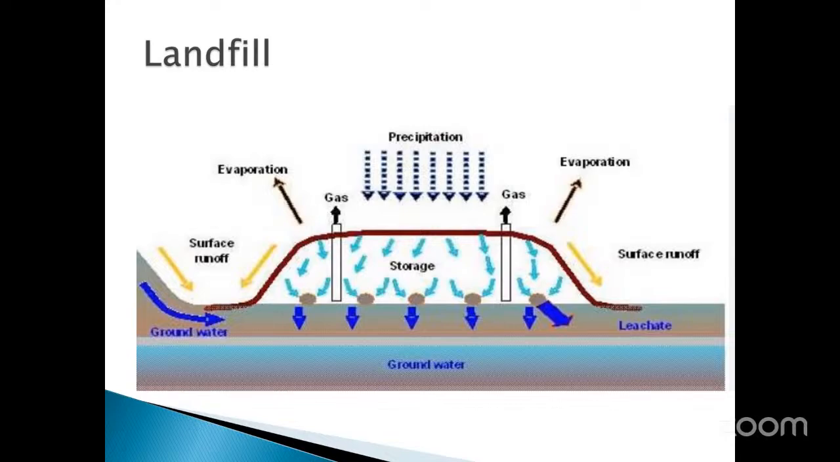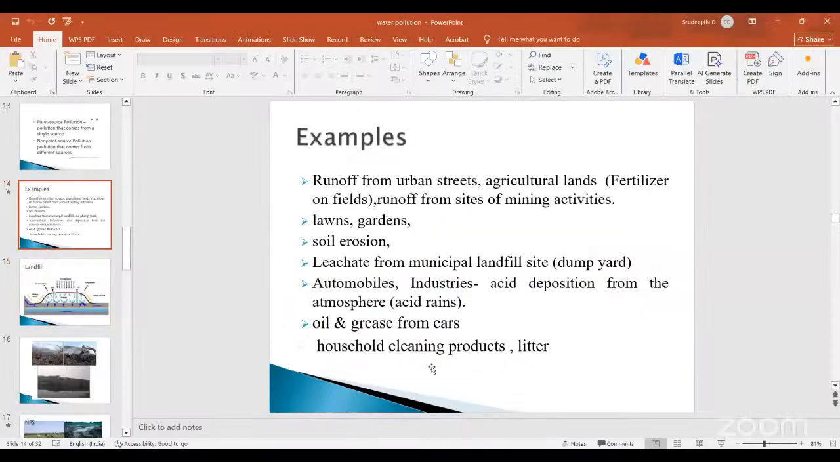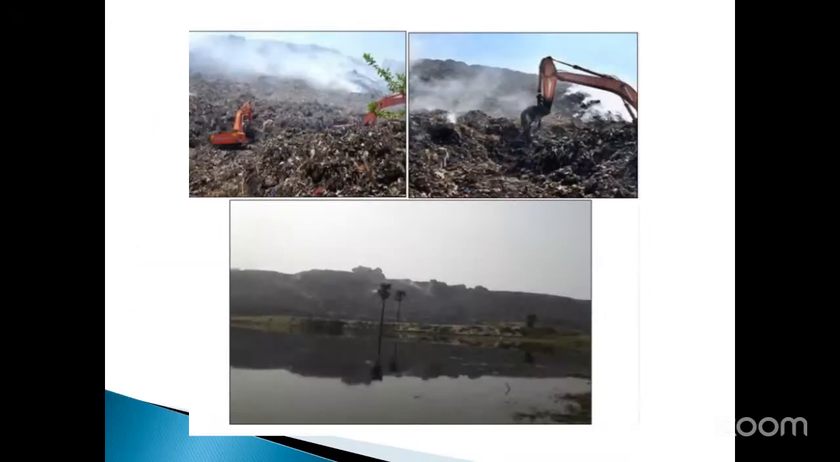So these are the main sources of groundwater pollution: septic tanks and leachate from municipal landfill sites. Leachate is nothing but the toxic liquid that seeps through the waste. And next, one more example of groundwater contamination.